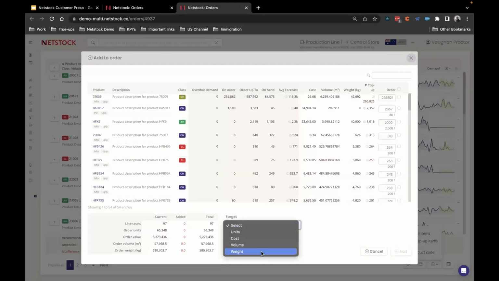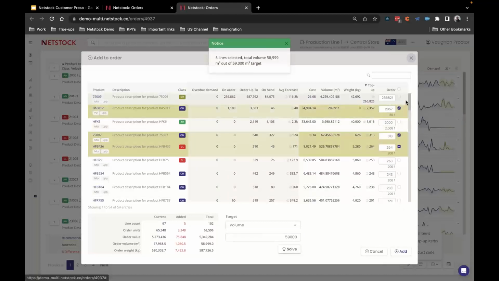And here we can select, and I'm going to select volume, for example. So let's say we want to do full. We're sitting at nearly 58,000 cubic meters, which is huge. But let's say we wanted to get to, I don't know, 59,000. You can go and pick items out yourself. We could just say solve. It'll automatically pick items to get as close as it can to the volume that you've required. 59,000. There we go. 58,999.